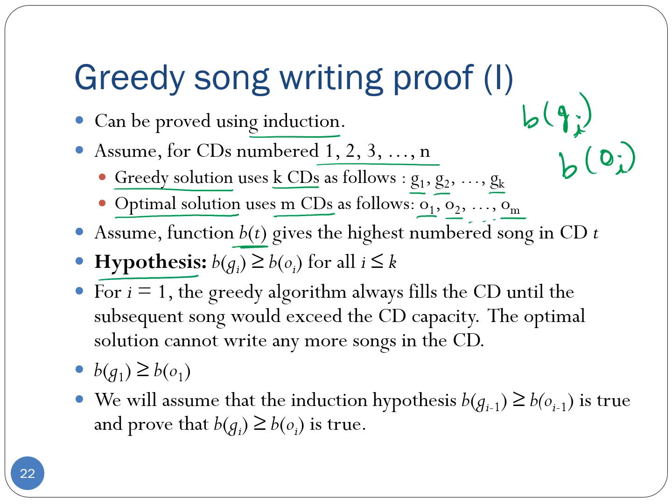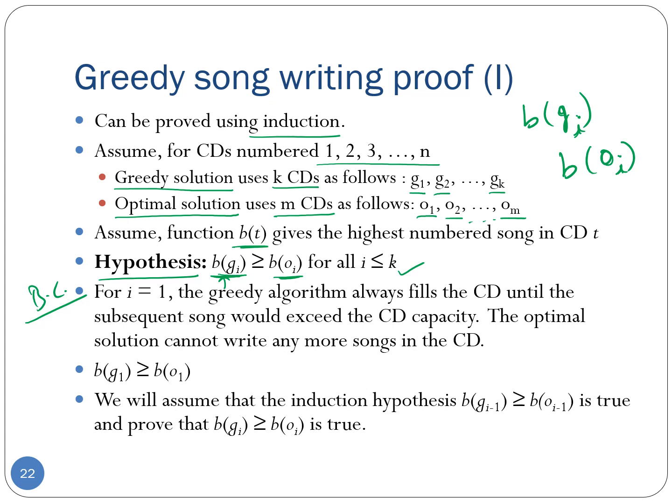Now again, our hypothesis here is that the highest number song that is written by the greedy algorithm in CD I is always going to be greater than or equal to the highest number song that was written by the optimal algorithm in CD I for all values of I less than or equal to k. Okay, so let's again use proof by induction. So this is our base case, right?